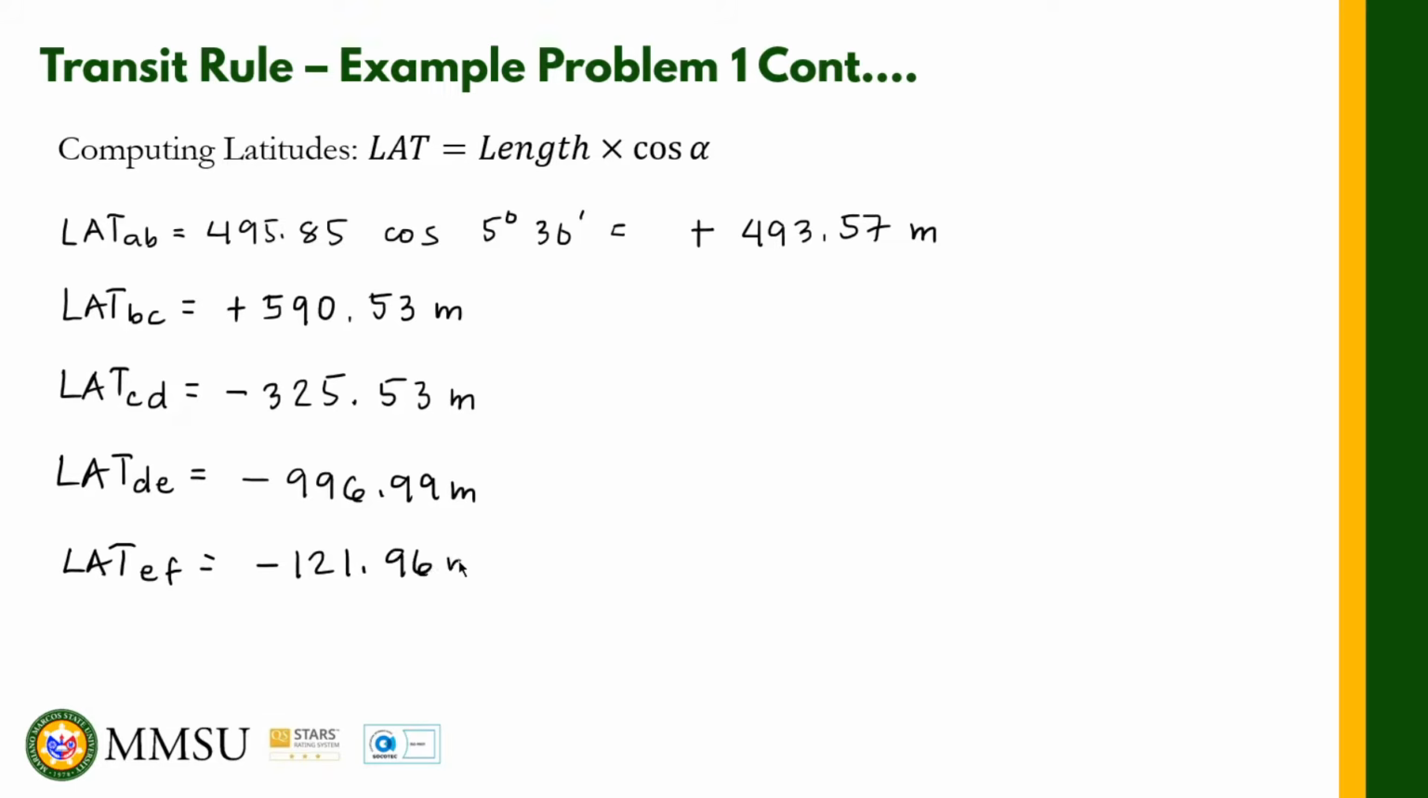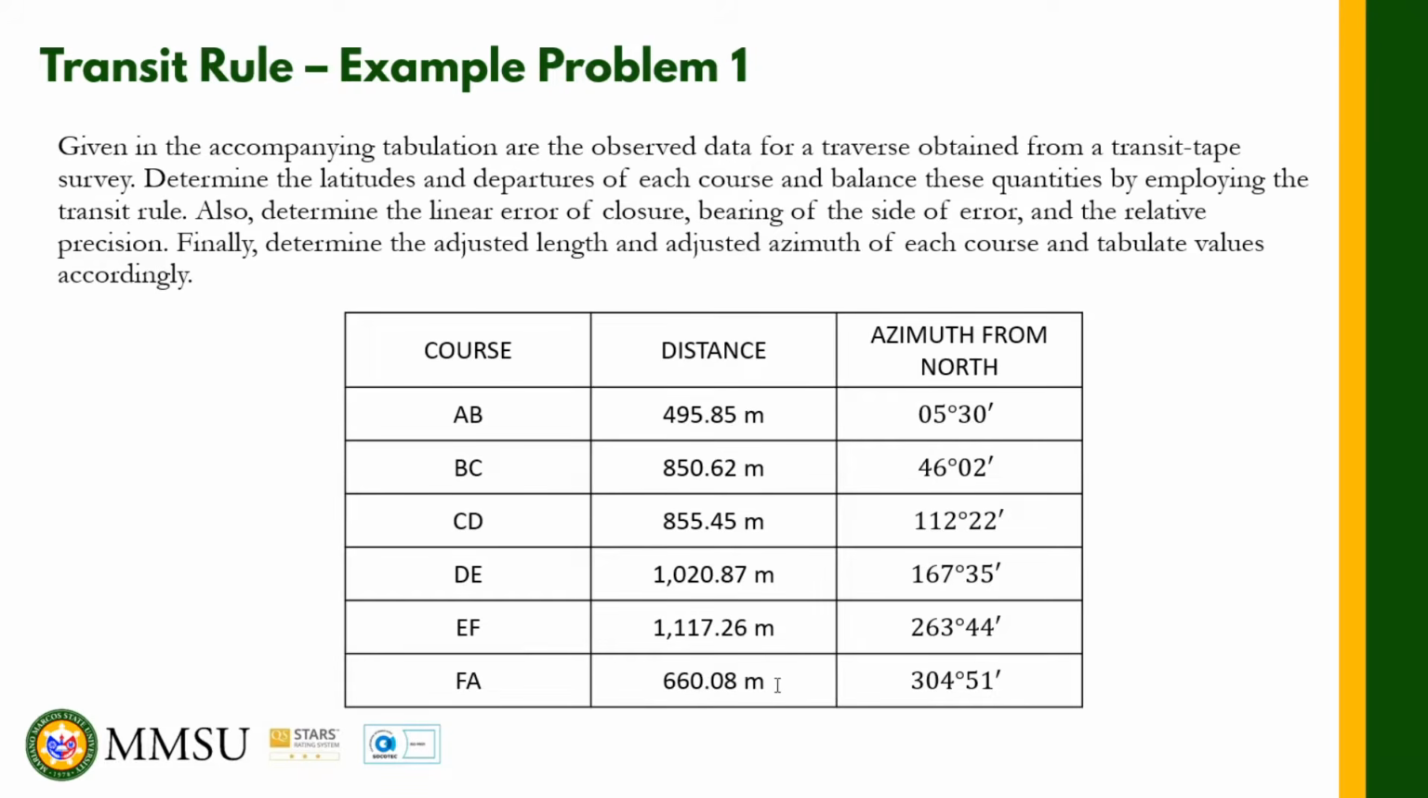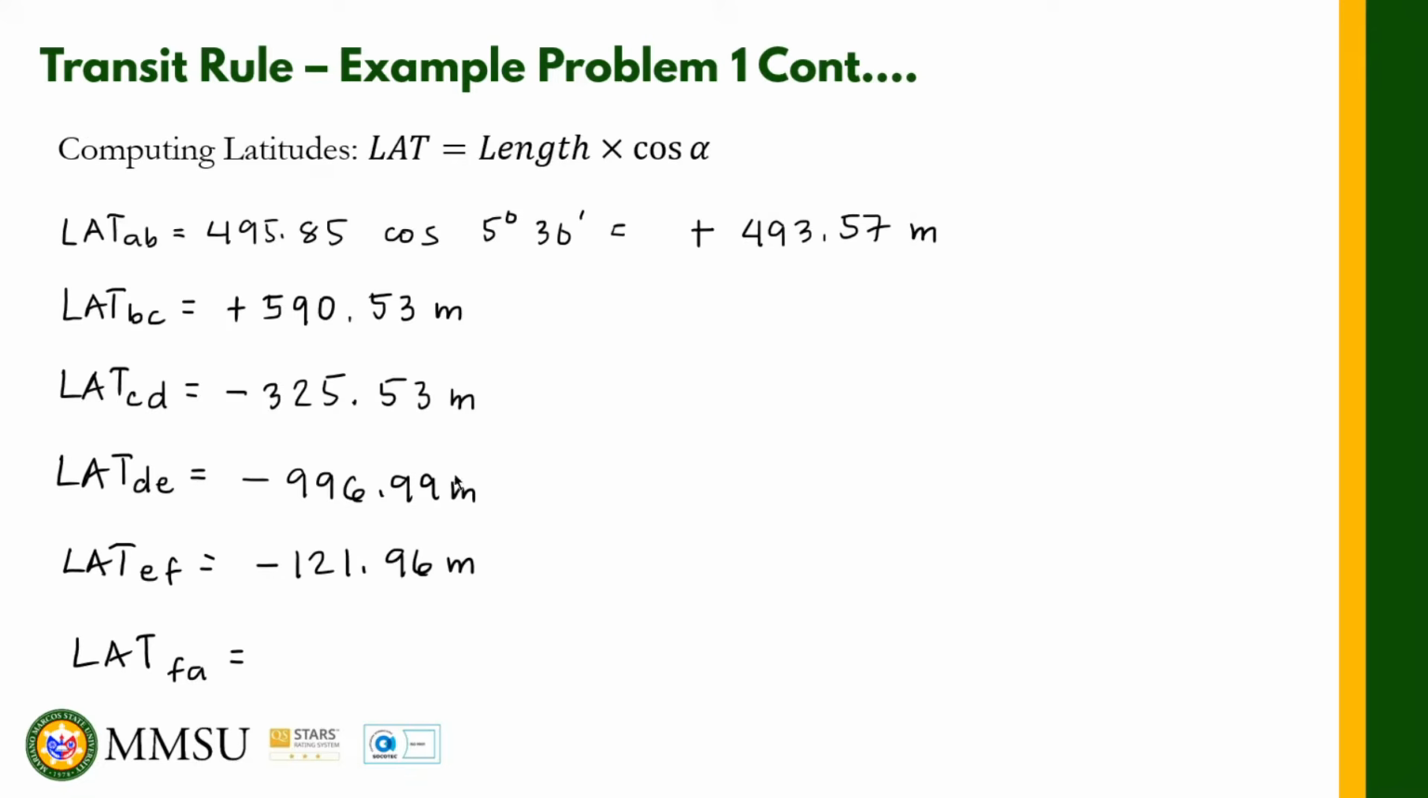And finally, for the latitude of the last course FA, this is equal to 660.08 meters multiplied by the cosine of 304 degrees 51 minutes, which will give us positive 377.19 meters. So those are the computed latitudes for this example.